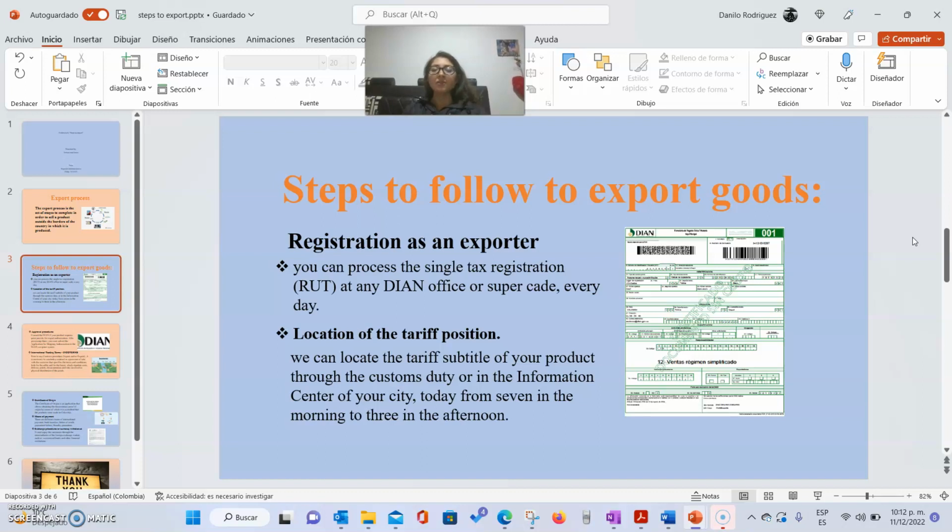Location of the tariff position. We can locate the tariff subtitle of your product through the customs duty or in the information center of your city, every day from 7 in the morning to 3 in the afternoon.